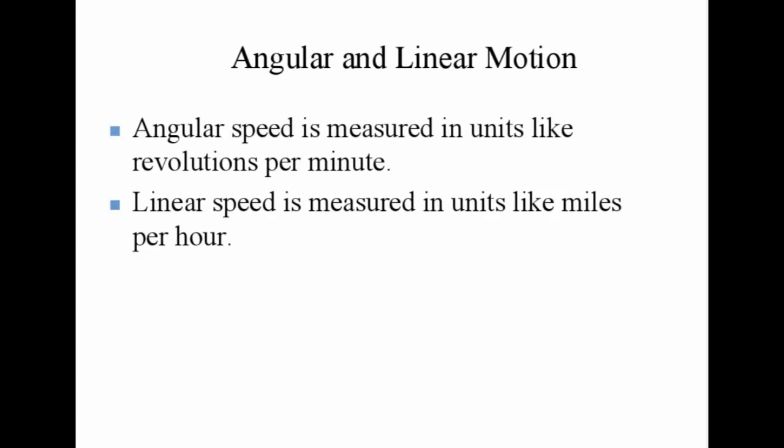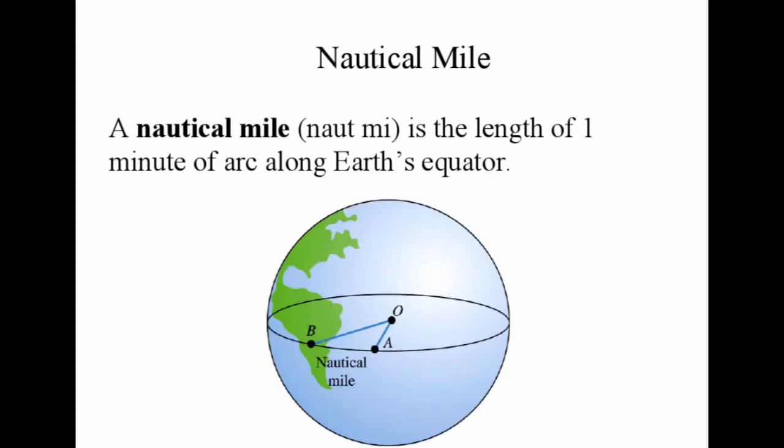Okay, so some applications of angles and arc length. Angular speed is measured in units like revolutions per minute. Linear speed is measured in units like miles per hour. How fast a tire is spinning, for instance, is measured in units like revolutions per minute. Linear speed, like how fast your car is driving on a road, is measured in units like miles per hour. So there's a difference between the type of motion that we're looking at, angular versus linear motion.